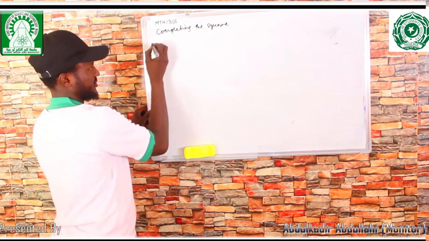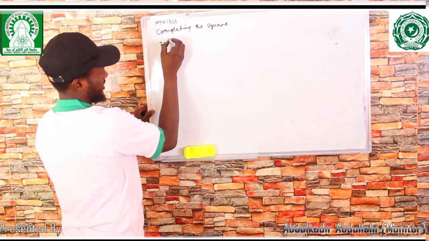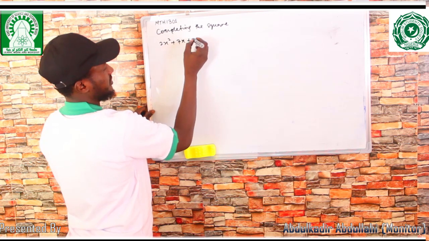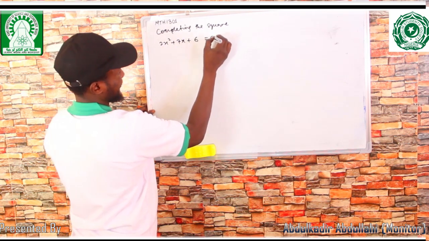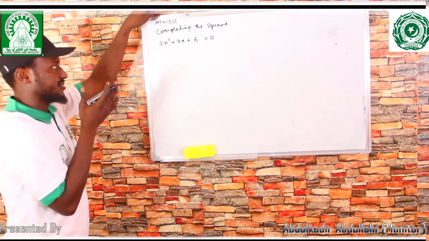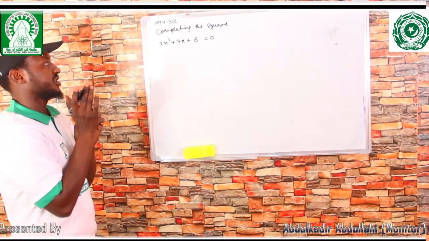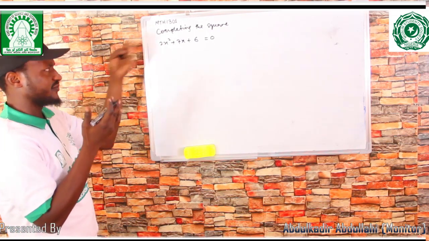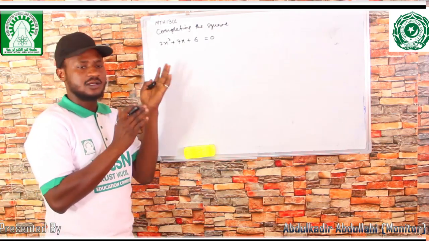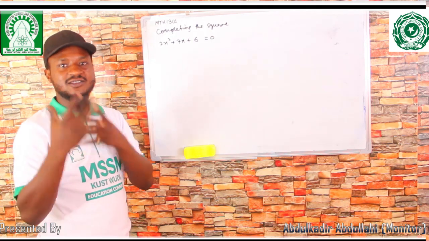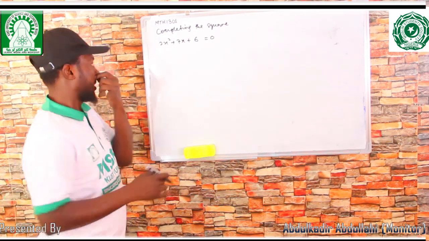I think we should solve one example: 2x squared plus 7x plus 6 is equal to 0. Let's use this one and solve it using the completing the square method. This method is very simple, but there are steps you should follow.